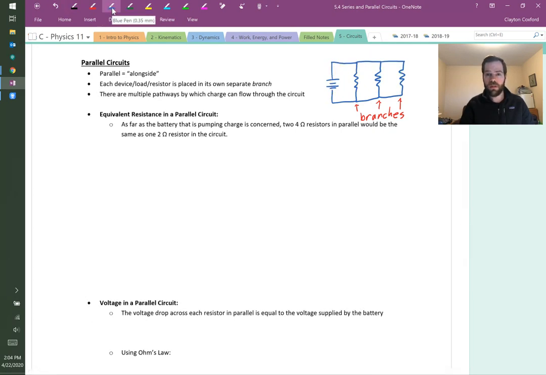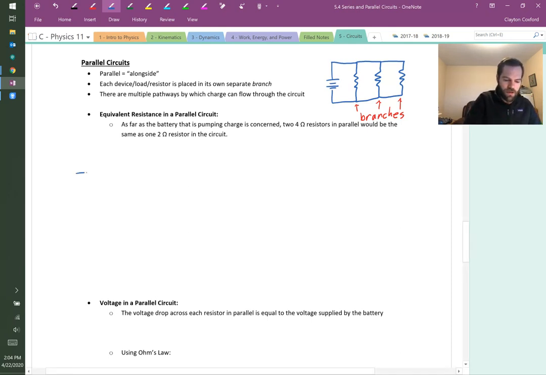Just like we did in series circuits, we have to understand how to find the equivalent resistance in a parallel circuit. This is so that we can figure out how much current is flowing out of the battery, and in turn figure out the voltage drops and the current flowing through each of the resistors. So as far as the battery that is pumping charge is concerned, two 4 ohm resistors in parallel would be the same as a 2 ohm resistor connected to the battery.